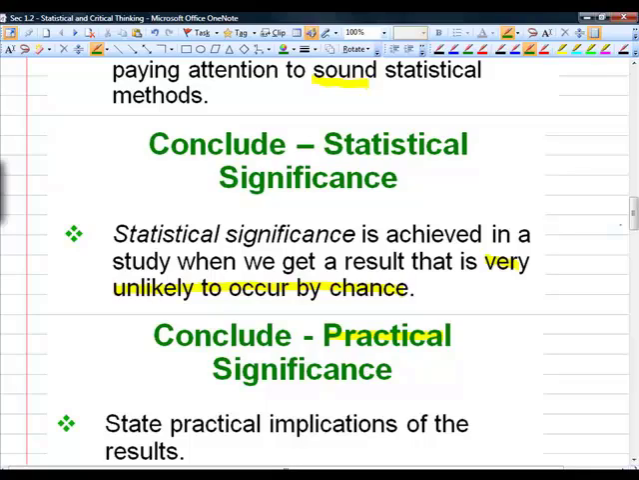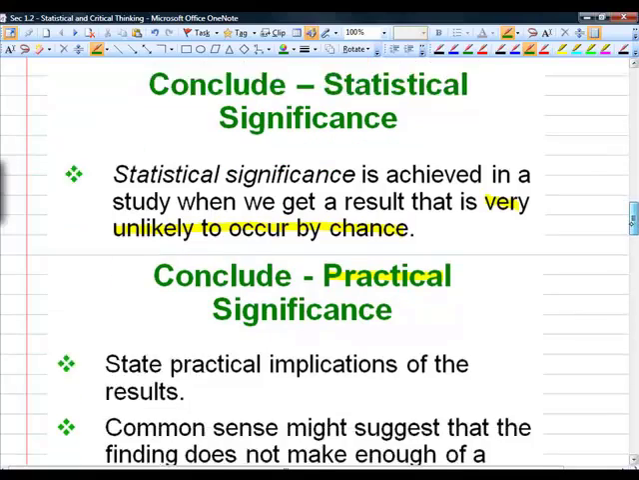In conclusion, our conclusion could be that the data have a statistical significance. By that we mean that it is very unlikely to see the observed values occur by chance, meaning there is something going on. It's not just a fluke that we got this result. If that happens, then we say that the data has statistical significance.